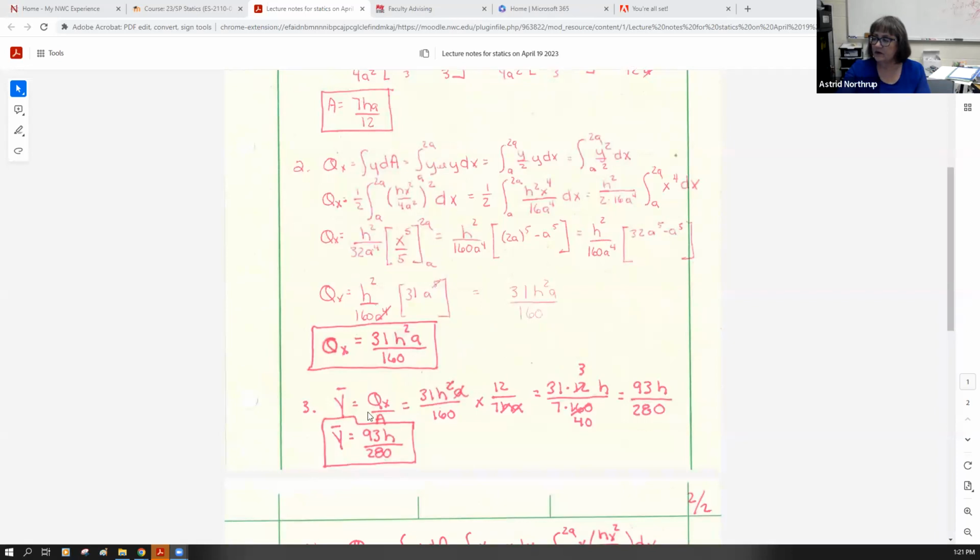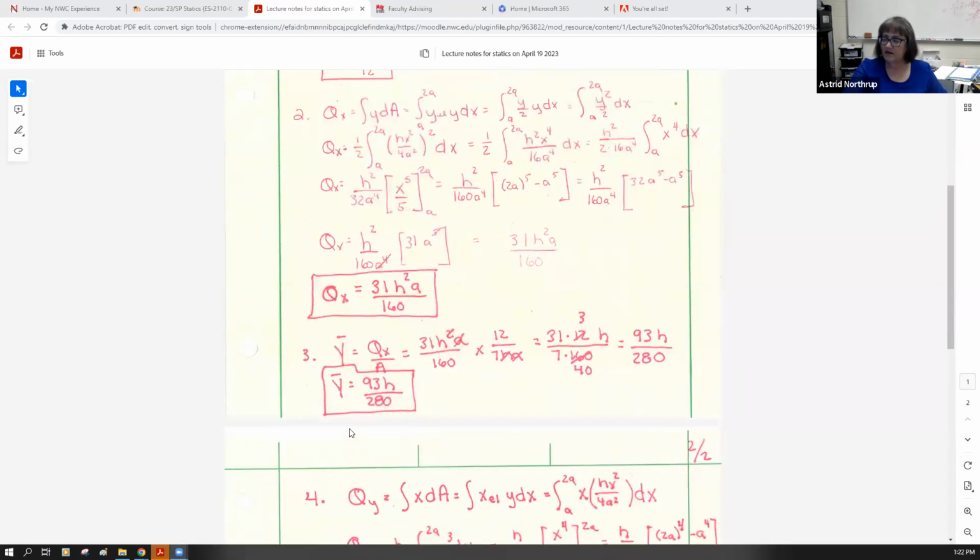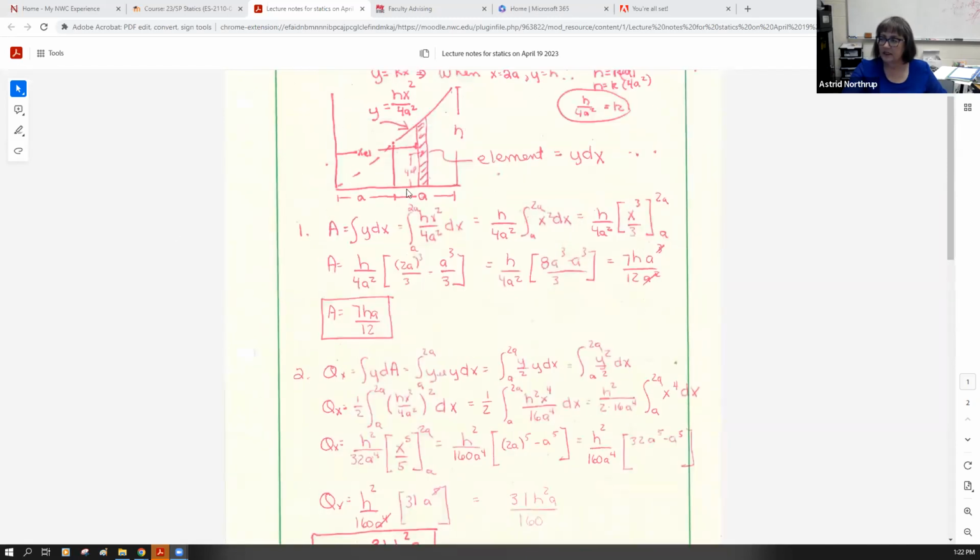All right, now I know that y bar, the y coordinate of the centroid, is equal to Q sub x divided by the area. So I put Q sub x divided by the area. Since the area is a fraction, I can invert and multiply. Go ahead and simplify, and I get that the y coordinate of the centroid is 93h over 280. Now, something to notice is you would expect it to be in terms of h, not in terms of a, because h is the distance on the y-axis, or in the y direction. Similarly, when we find x bar, we would expect it to be in terms of a, not in terms of h.